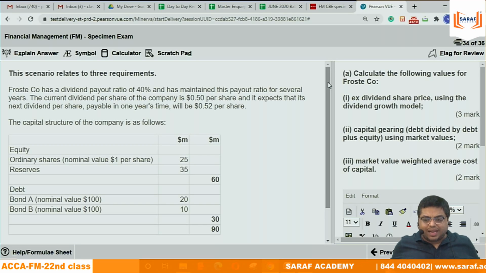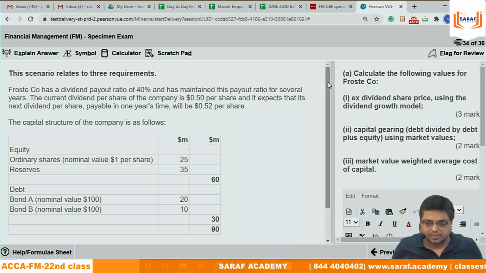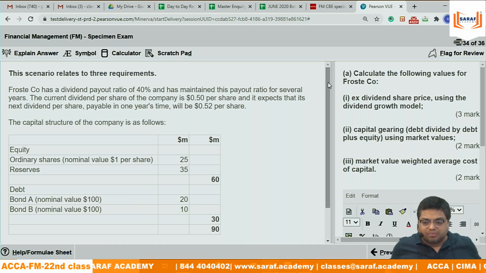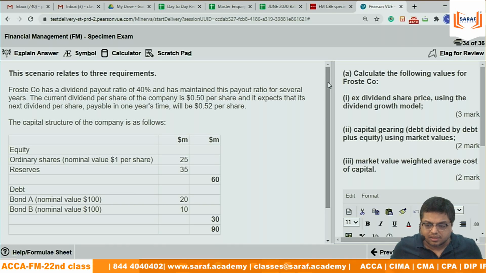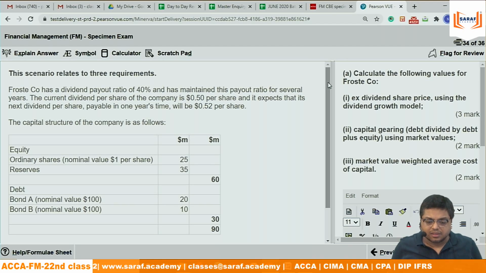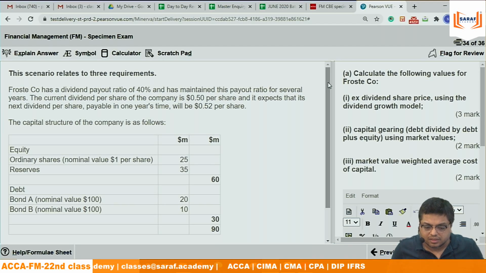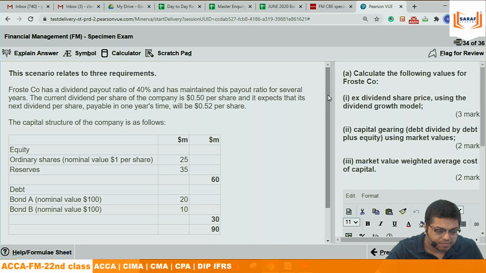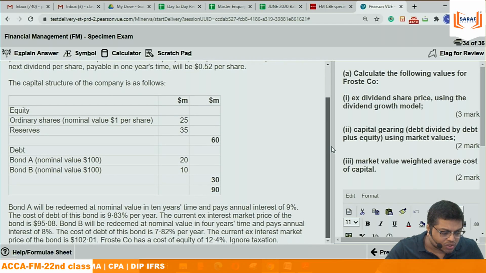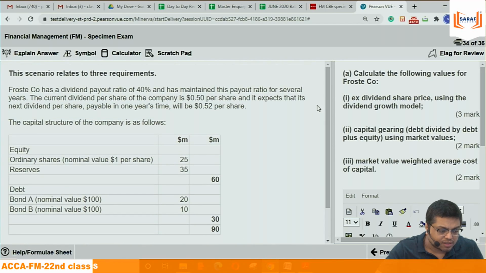With the growth rate, what is the value of shares? 0.52 divided by 50. But the growth rate is greater than the cost of equity. How will we calculate? The cost of equity is 12.4%. How will we calculate the value? The growth rate should be coming. There is some mistake. What mistake have we made?